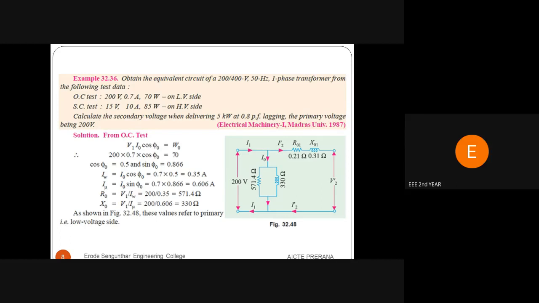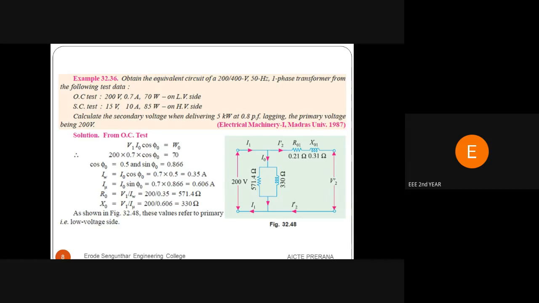Here it is on the low voltage side, because always the low voltage side is the supply side and the high voltage side is kept open. That is the procedure for the open circuit test. For the short circuit test, the high voltage side is the supply side and the low voltage side is kept closed by means of an ammeter or thick copper wire. That is the procedure for the short circuit test. The voltmeter reading is 15 volt, ammeter reading 10 ampere, and wattmeter reading gives 85 watts.